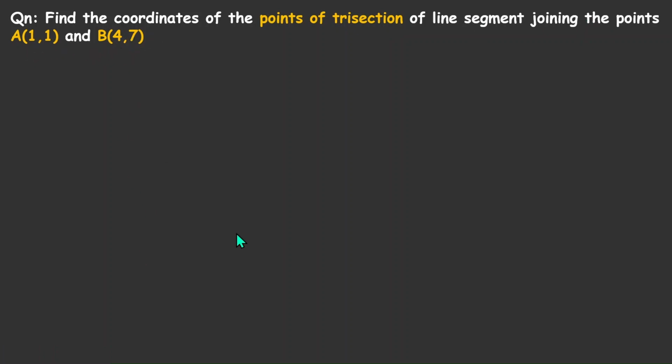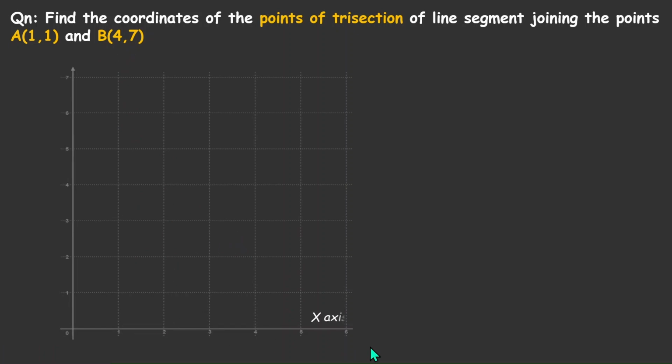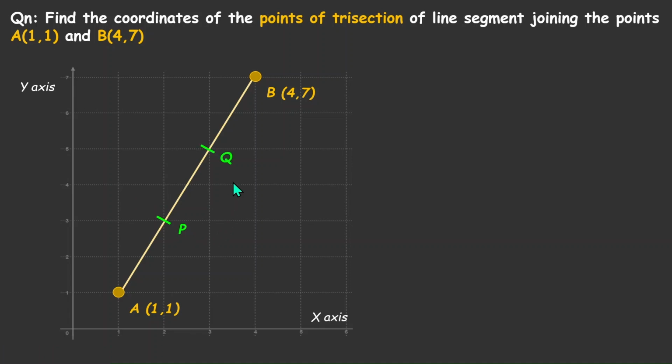So let's take our graph paper out. So we have our graph, this is our x-axis, this is our y-axis, and let's plot these points. A(1, 1), so that is here, and B(4, 7), so that is 4 here and 7 here, so that's B(4, 7). Now let's connect these 2 points to form the line segment. And now we need to find the coordinates of the points of trisection. So let's see, we have 2 points of trisection. Let's say that they are here, say P, and here, say Q.